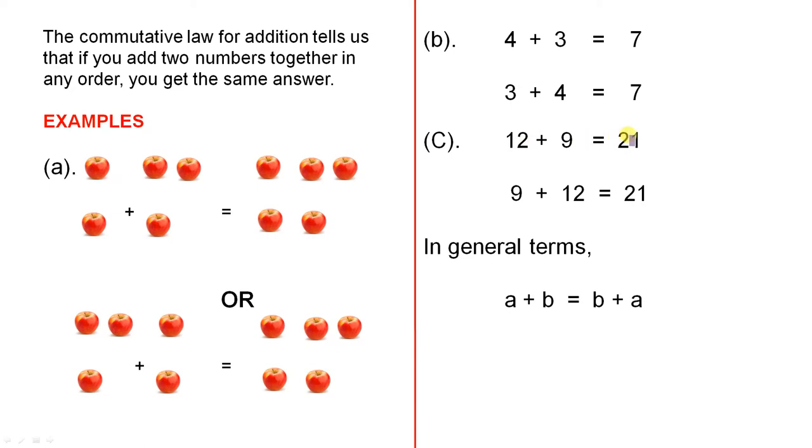12 plus 9 equals 21. 9 plus 12 equals 21. You can have the numbers in either order, and you still get 21. In general terms, what that means is, if you have two numbers and you add them together, with A first and B second, that will give you the same answer as if you had B first and A second. That's if you add them up. So that's what it says in general terms. It just means that it works for any two numbers.